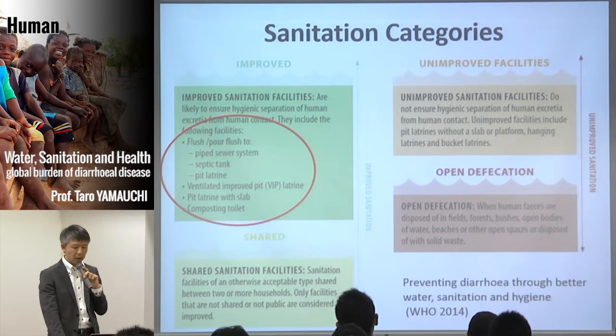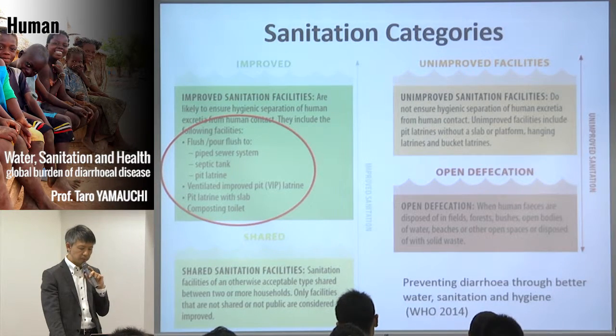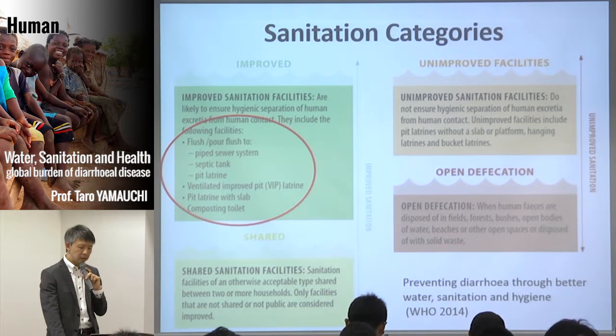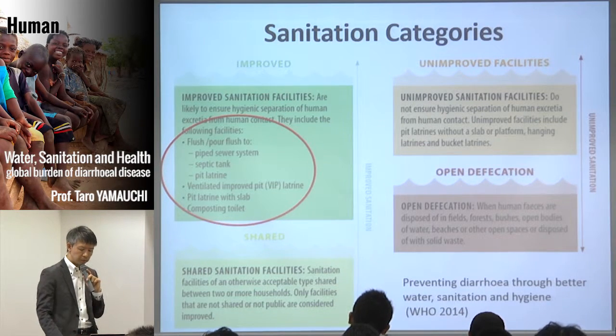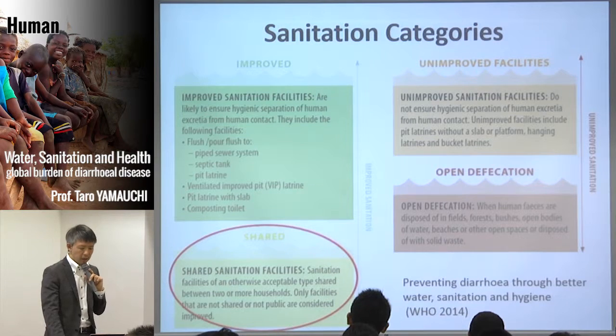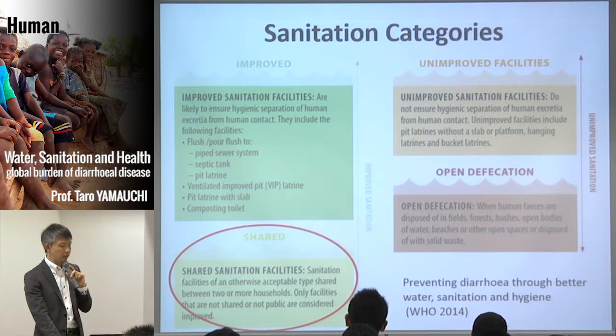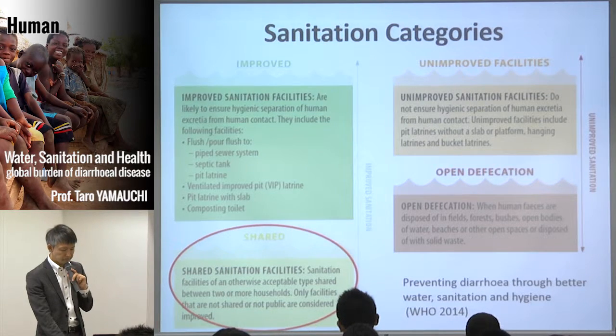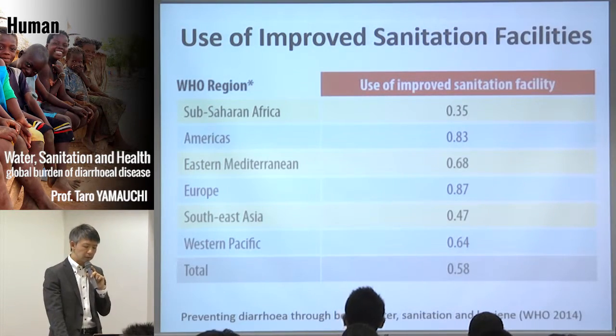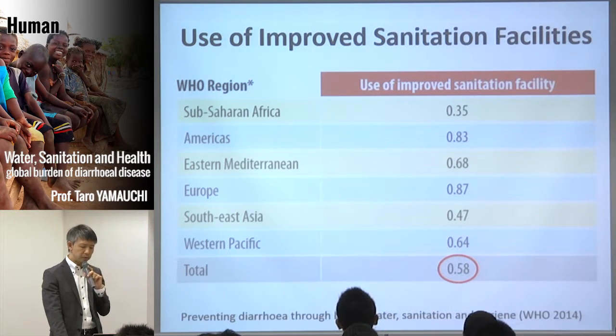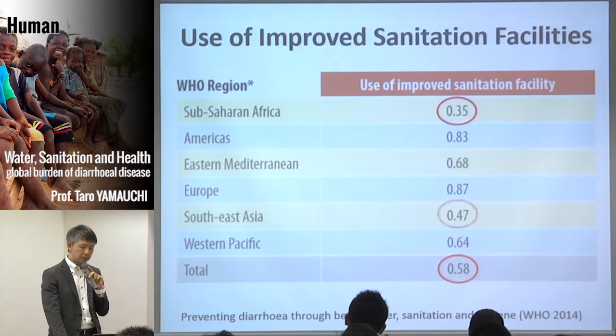Unimproved sanitation facilities are further divided into shared facilities that would otherwise be improved, other unimproved, and open defecation. Please note that this chart is misprinted, as improved but shared facilities should be categorized as unimproved. Multi-level modeling revealed that globally, 58% of people in the low and middle income countries use an improved sanitation facility that is not shared. As you can see in the table, Sub-Saharan Africa and Southeast Asia had a lower percentage of the same as compared to the other regions.